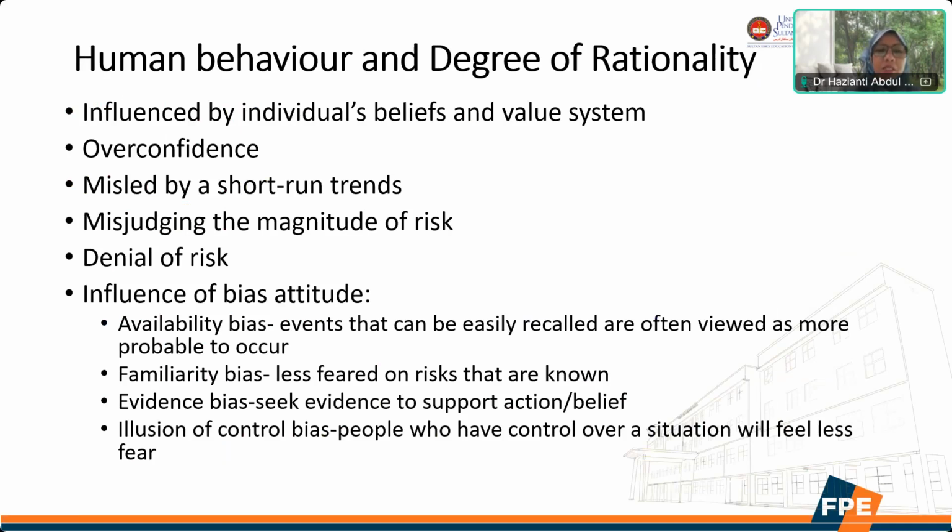The second one is familiarity bias. For the things that we are familiar with, we are less fearful, because those risks that are known to us, we become less afraid of. Then evidence bias: sometimes we seek evidence to support our action or belief. When we say the answer is A, we seek and find all the evidence to support that our answer is A. And the last one is illusion of control bias, which means when you have certain control over a situation, you will feel less fear.